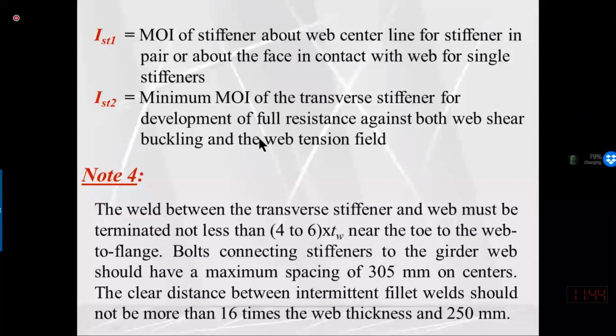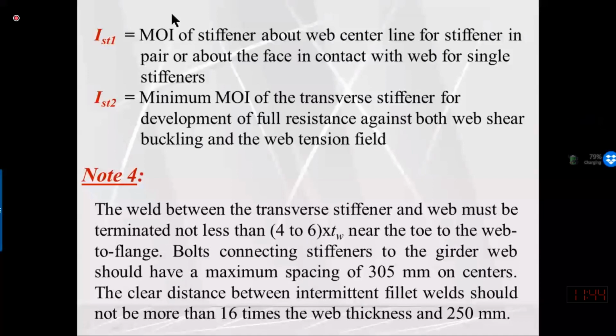And what is the I_st1? That is the moment of inertia of the stiffener about the center line for stiffeners in pair, or about the face in contact with web for a single stiffener. So it means that is the minimum moment of inertia provided by the stiffener just to resist the web buckling. And this is the minimum moment of inertia required to resist both web buckling and tension field action. So I_st1 and how these values are determined, I have already explained.